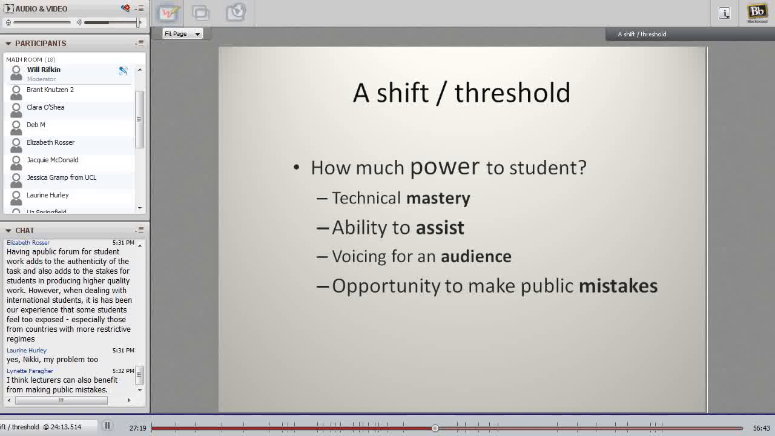Being in a public forum for student work adds to the authenticity of the task, and also adds to the stakes, with students producing higher quality work. When dealing with international students, it's our experience that some students feel too exposed, especially those from countries with more restrictive regimes.